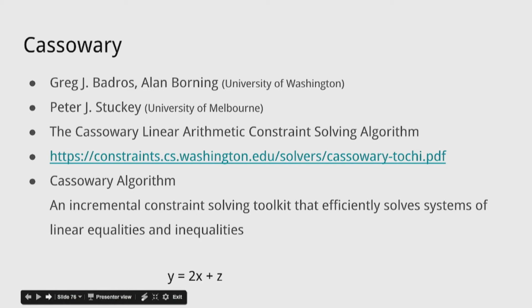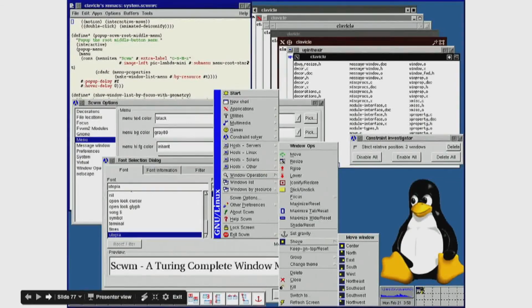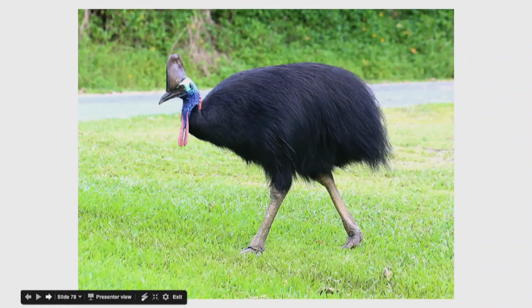And this is a linear equality. That's an inequality, and that's not linear because we have multiplying there, okay? So the whole algorithm is about solving those equations, or inequalities, and those guys were experimenting with this idea in connection to UI. So for example, this guy, Greg Badros, worked on a window manager, and that's why the idea of those equalities and inequalities can be converted to UI. And by the way, the name is from that bird.